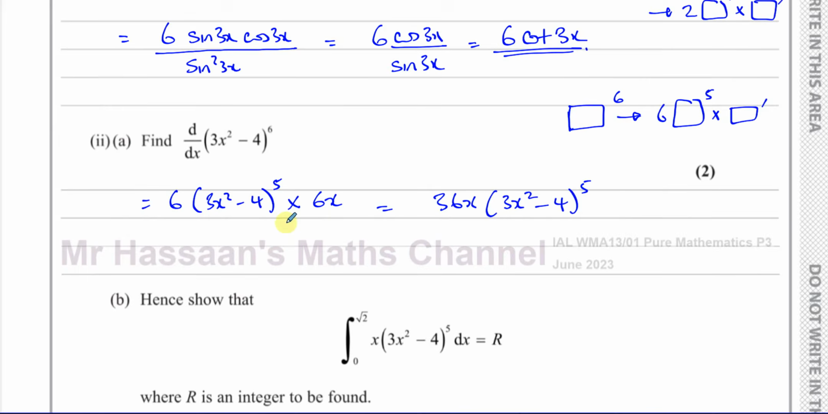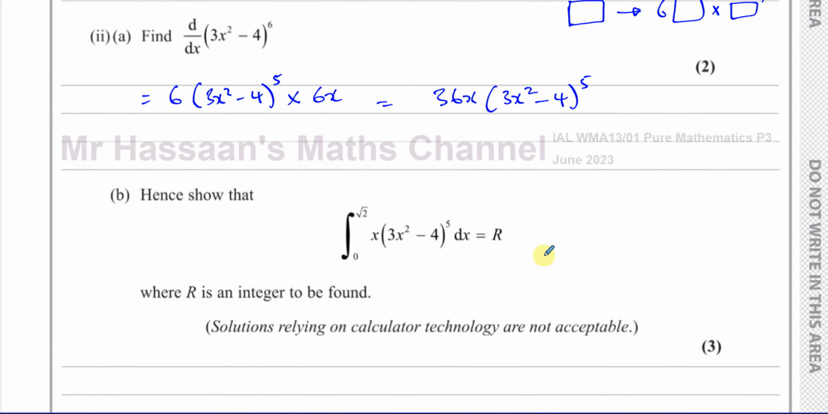And then for part B, it says, hence show that the integral of this is equal to R. So hence means using the result that we got now. Now, if we think about the result that we got now, you can see that if you integrate 36x times 3x squared minus 4 to the power of 5, we end up with 3x squared minus 4 to the power of 6. It's like the reverse, right?